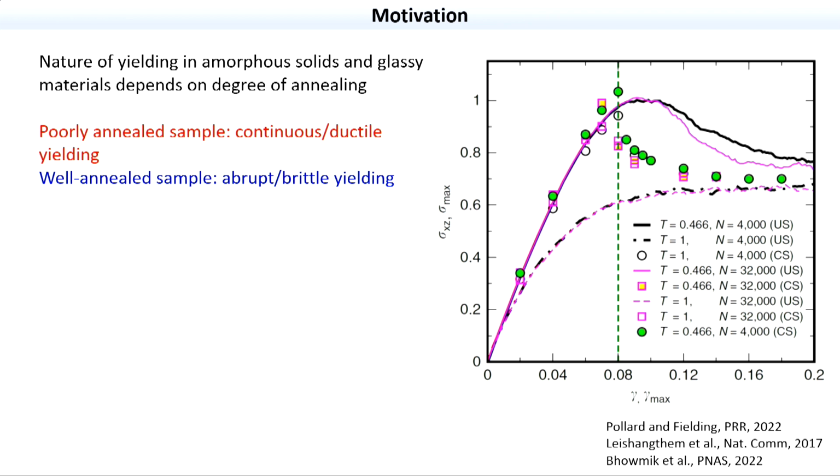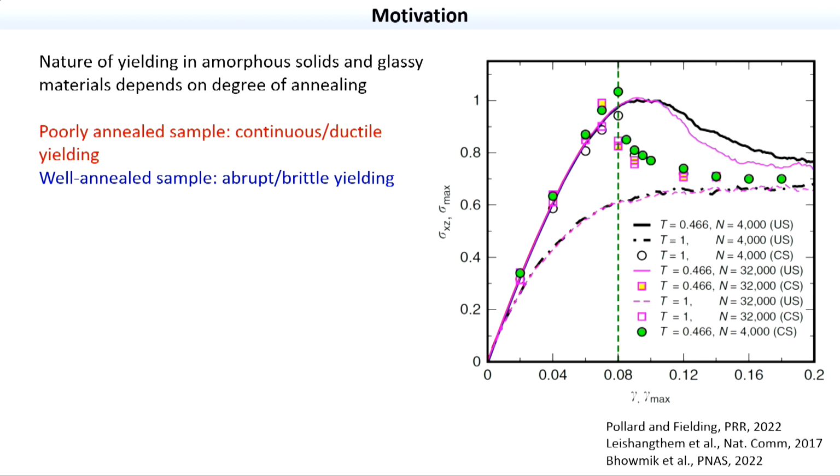It has been shown that the nature of yielding in these amorphous materials can be tuned by the degree of annealing. That means you can precondition the material and increase the yield strength of the material. This is one example. This is a simulation study.